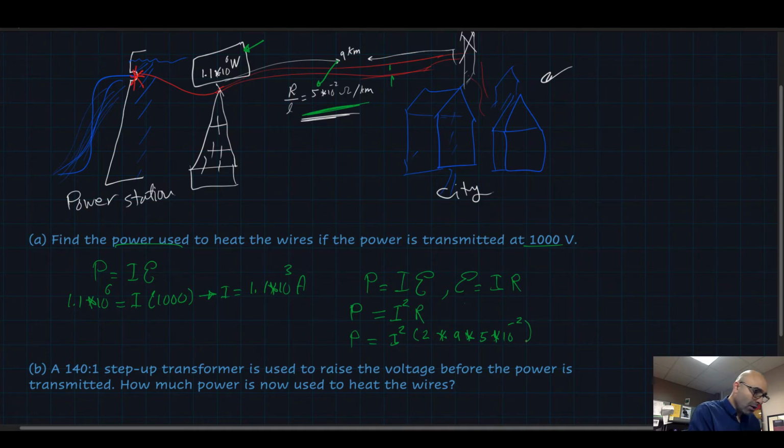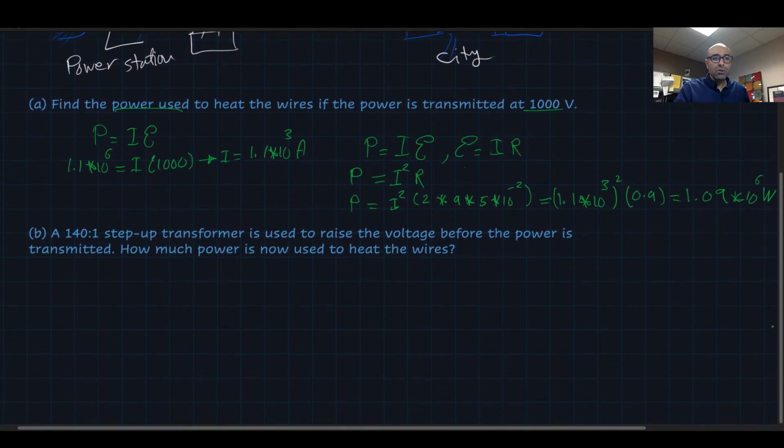Alright, and now if you plug in the values, I squared is equal to 1.1 times 10 to the power 3, squared, times this value, which ends up being 0.9. If you do this calculation, you will get the answer to be 1.09 times 10 to the power 6 watts. And that's it for part number 1.